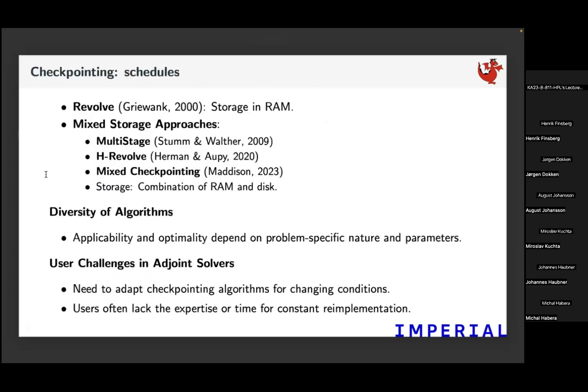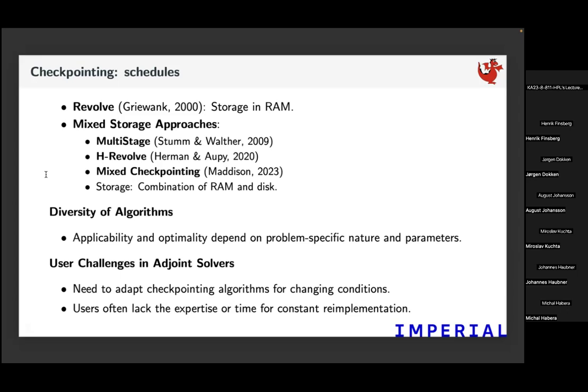We have a number of checkpoint schedules in the literature. The first well-known one is Revolve. It was first introduced in 2000, with storage only in RAM, which means it stores some steps of the forward data in RAM. We also have checkpoint algorithms with mixed storage, RAM and disk. We have a diversity of checkpoint algorithms in the literature, and they depend on the solver.